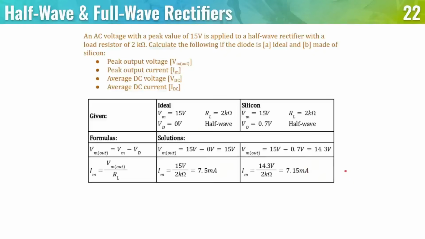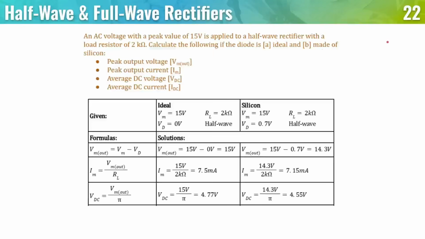Next, the average DC voltage. If we have the peak output voltage, for ideal, it's going to be 15, and for silicon, it's going to be 14.3. We're just going to divide this by pi because remember, we're going from 0 to pi in one cycle of the sinusoidal wave. And also, it's a half-wave rectifier, so we do not multiply by 2. So 15 divided by pi is 4.77, and 14.3 divided by pi is 4.55.